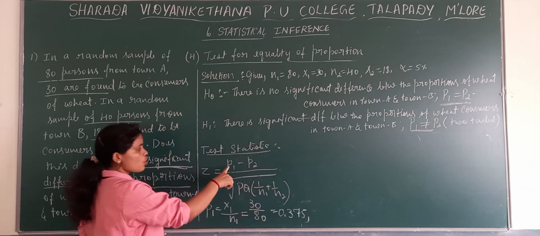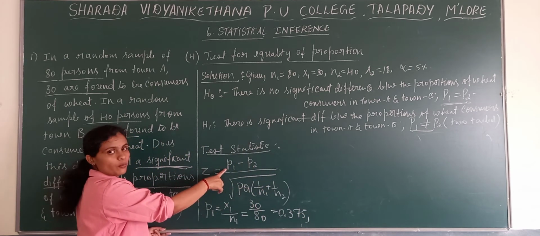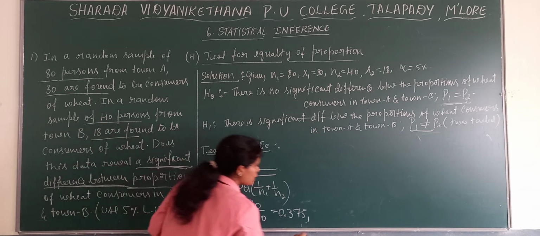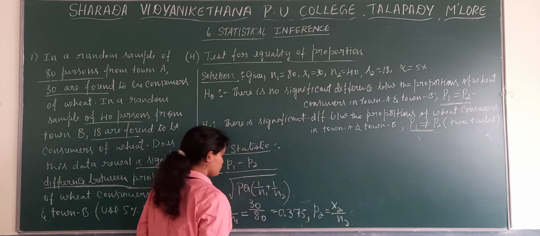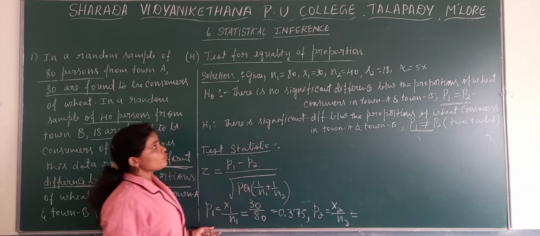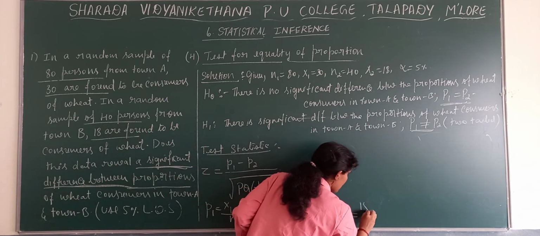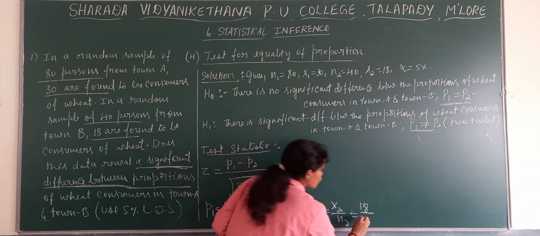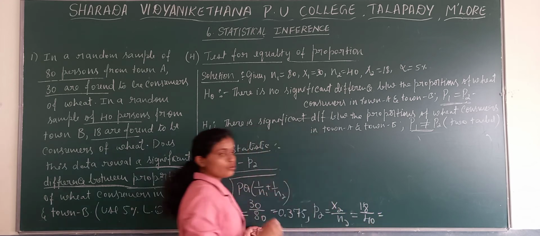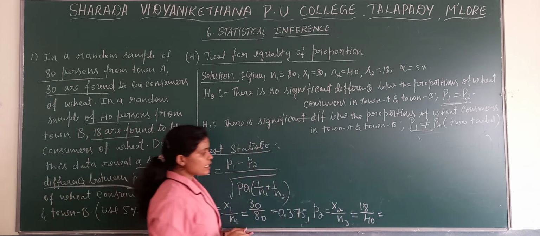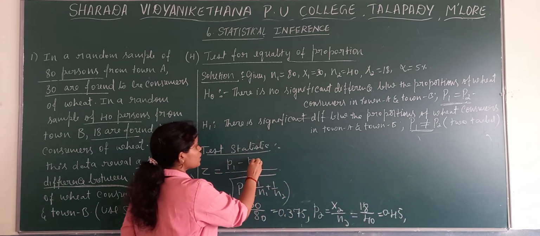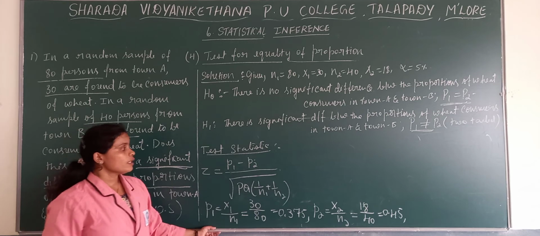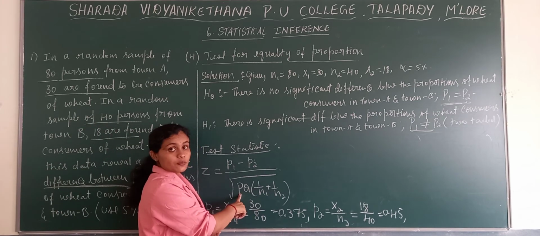0.375. This is P1. We got P1 as 0.375. Now find P2, that is x2 divided by n2. So x2 value is 18 and n2 value is 40. When you do 18 by 40, you get 0.45. So we got P2 value as 0.45. Then we require this P.